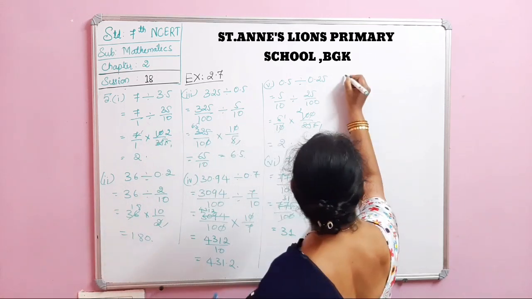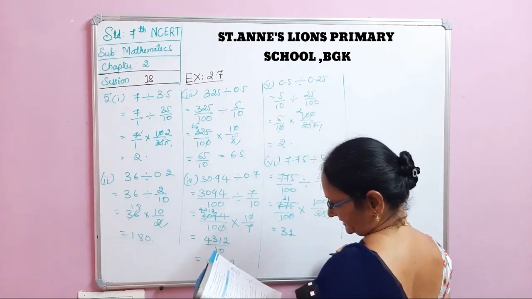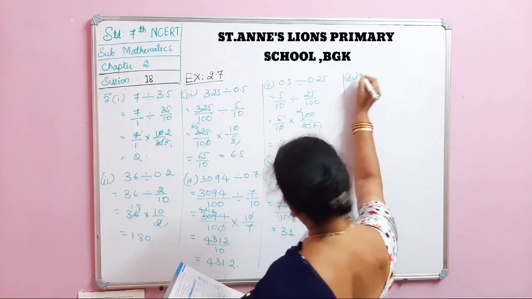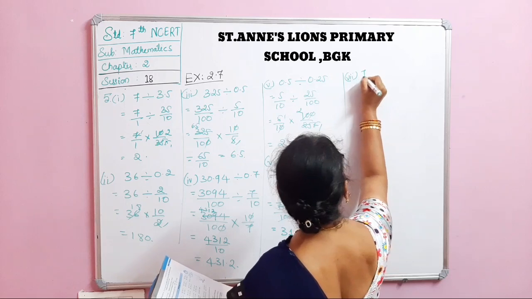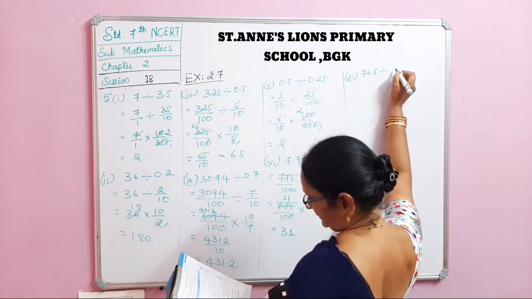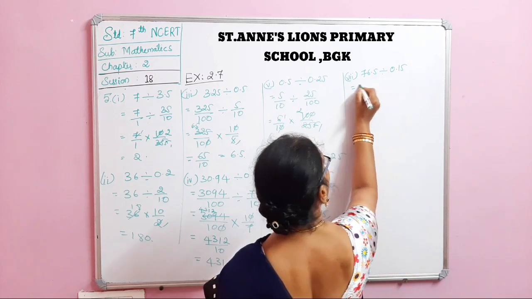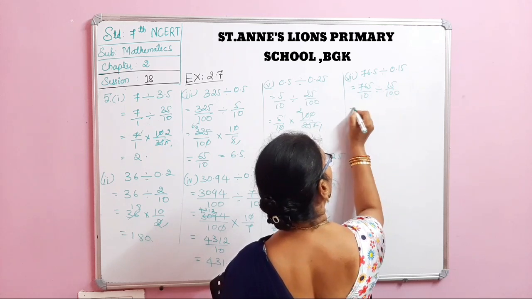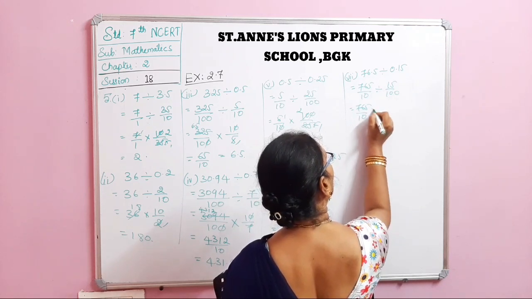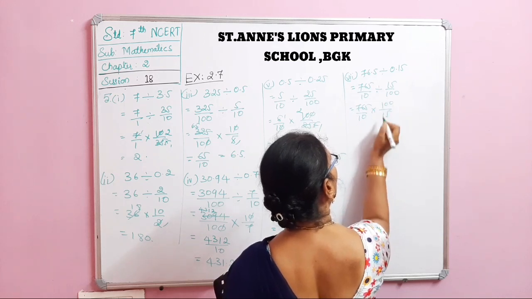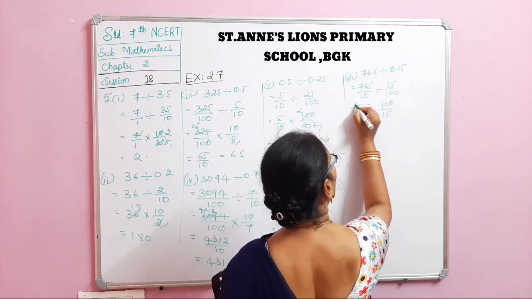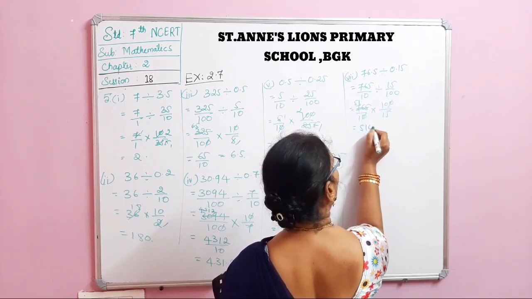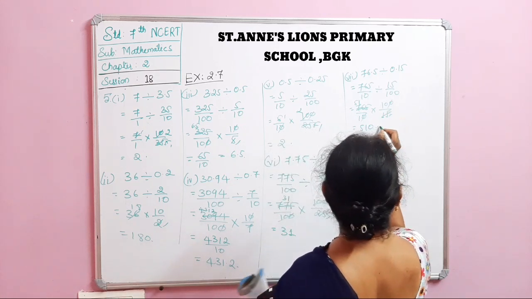Okay. Then the next one, that is seventh one, 76.5 divided by 0.15. See here, 765 by 10 divided by 15 by 100. So 765 by 10 into 100 by 15. 10, 10 got cancelled. 15 5s are 75, 1 remained, 1s are 15. So that is 51 into 10, which is 510. That is the answer.